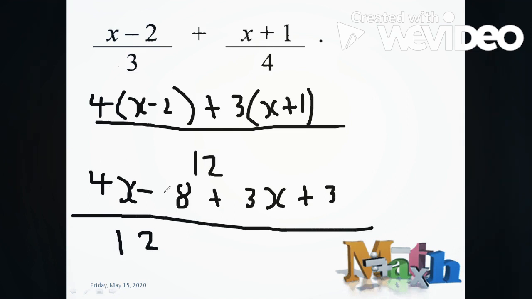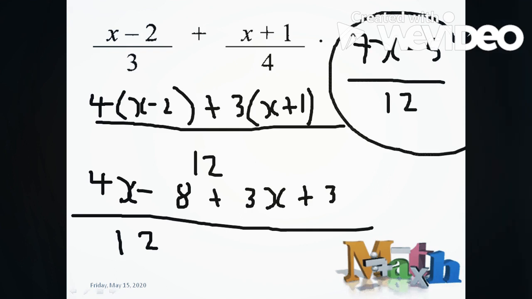We're going to group the x's together, right? So we have 4x plus 3x, and that's going to be 7x. We have negative 8 plus 3. You owe $8, you go shopping with $3, you're still owing, so it's negative $5. And we put that over 12. All right, and that's our answer.